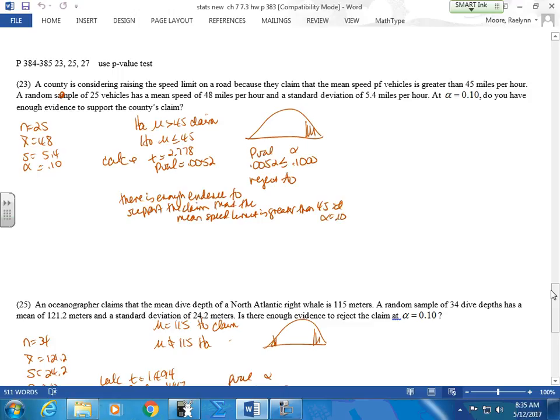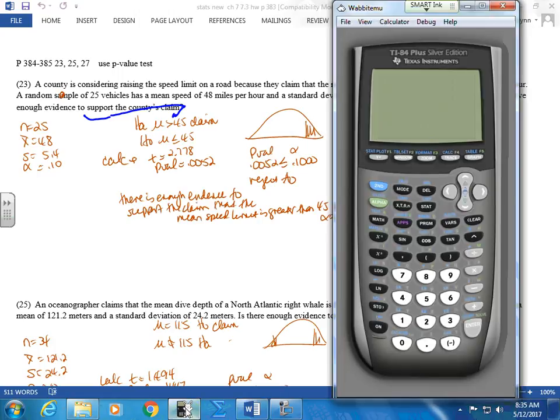So this is one of the ways they test. They sample cars and clock their speed, get their standard deviation from their sample, and they want to know if they can support. The word support means my claim is my HA. Again, right tail test. You don't have any critical values for this. You have to put this in your calculator. So we go stat, test. We come down to the second one, t-test. We put our information in. 45. My test, 48. My standard deviation, 5.4.